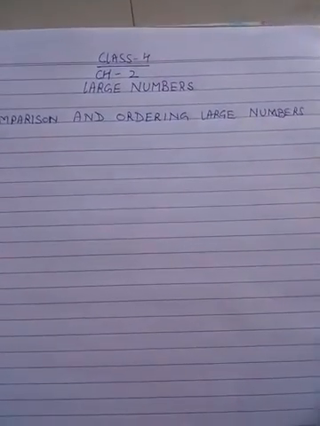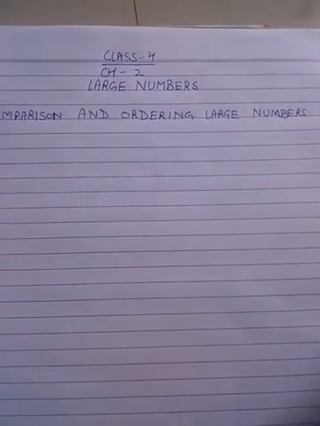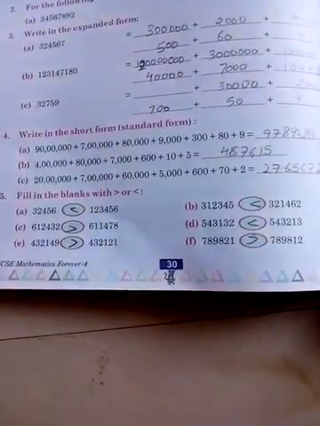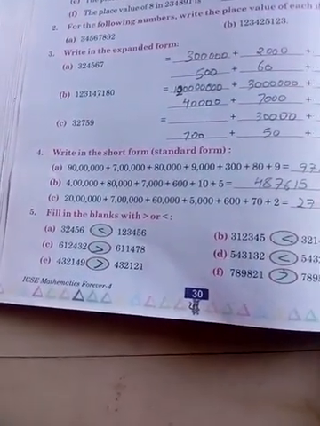And our today's topic is comparison and ordering large numbers. Comparison means less than, greater than, or equal to, and ordering means to arrange the large numbers in ascending and descending order. As we are doing large numbers, whatever we are doing is related to the large numbers only. So in comparison, question number 5 of your exercise 2.2, as you know. So what we have to do is comparison.